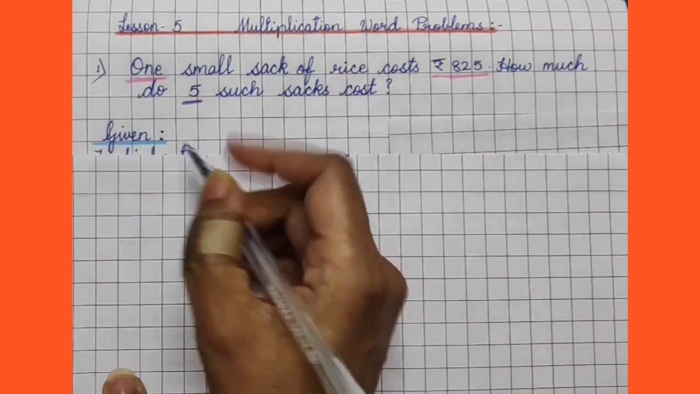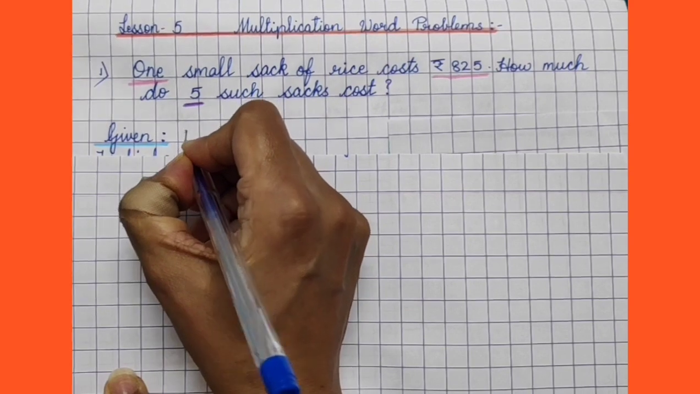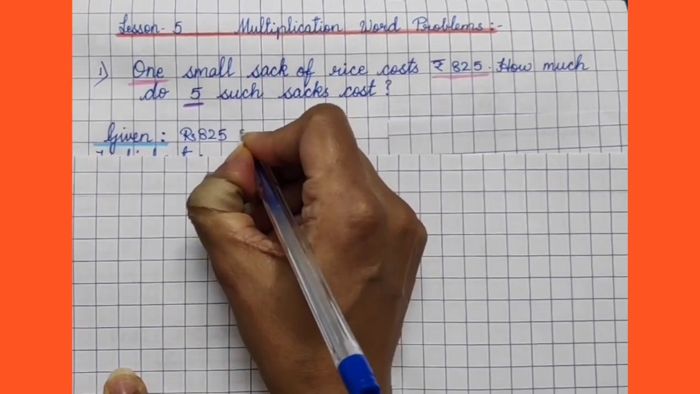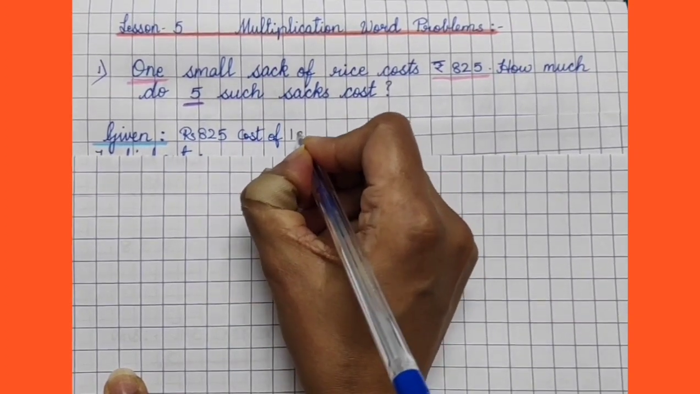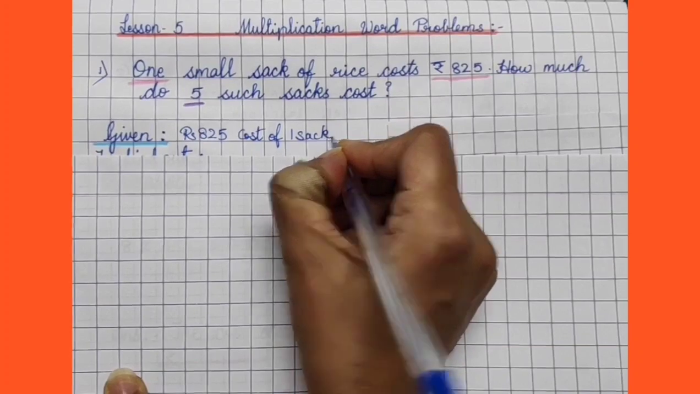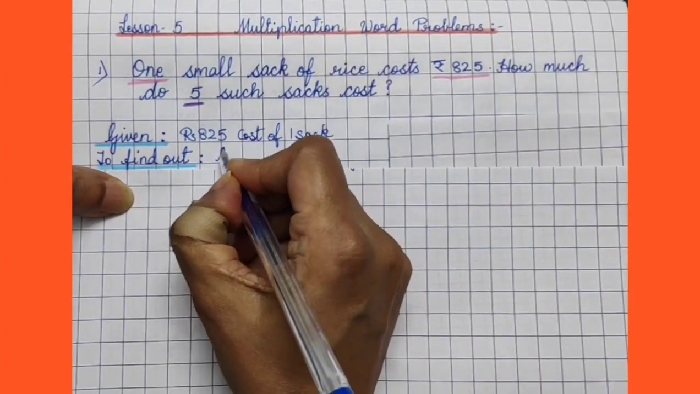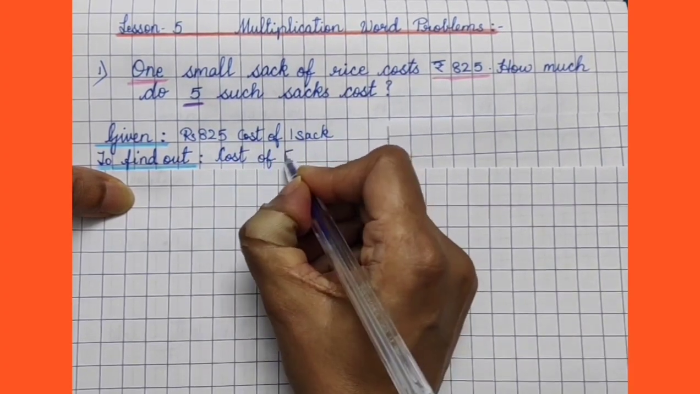So what is given? It is given rupees 825 is the cost of 1 sack. Correct? And what have you to find out? Cost of 5 sacks.